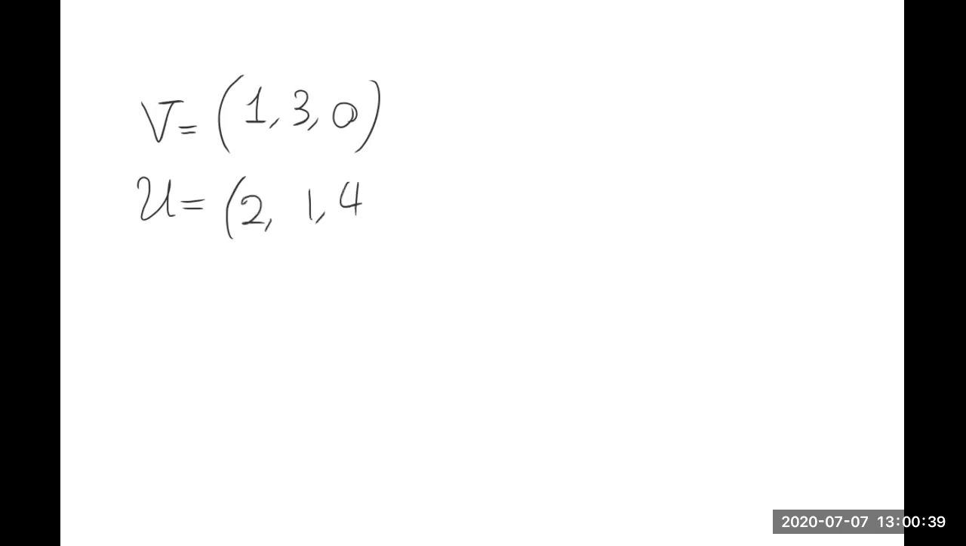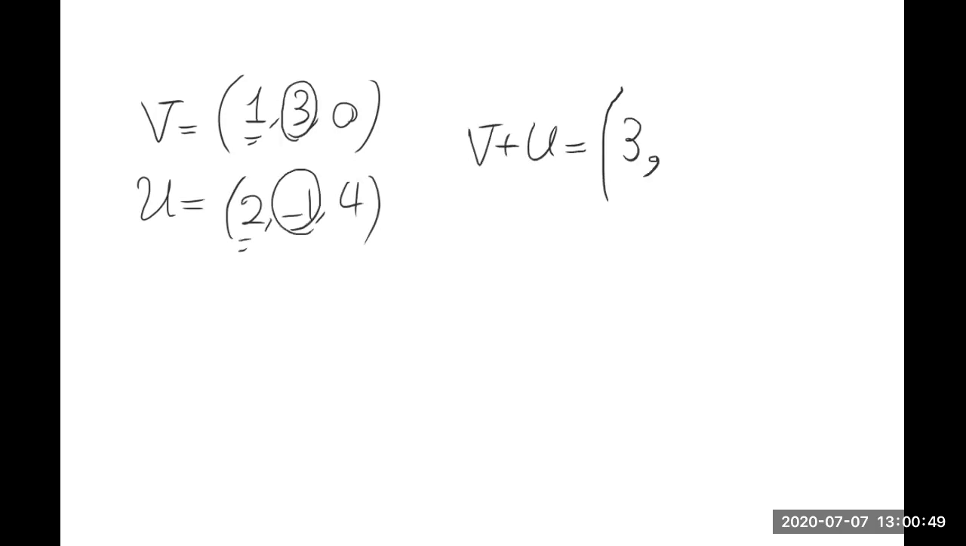Also, if we have two vectors in three-dimensional space, we can add them. So if we have 1, 3, 0, and another vector in three-dimensional space, 2, minus 1, 4, we can add them. V plus U means we can add them component by component. 1 plus 2 is 3. 3 plus minus 1 is 2. 0 plus 4 is 4.